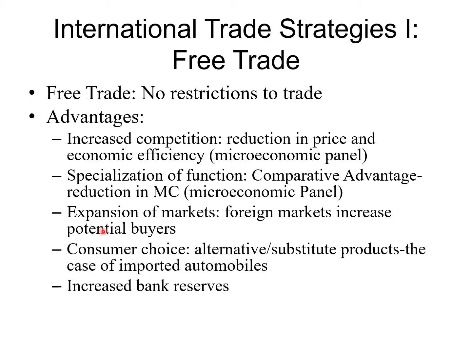The third thing is the expansion of markets. Okay, simple enough, easy to understand. If the United States trades with the People's Republic of China, the producers in the United States increase their potential market by 1.6 billion people. The Chinese, for their part, when they trade with the United States, expand their market by potentially 340 million people. Simple enough.